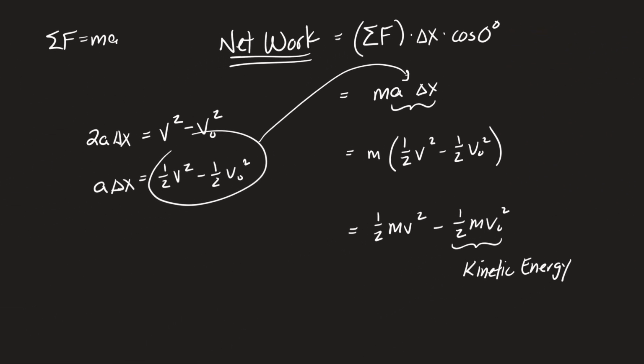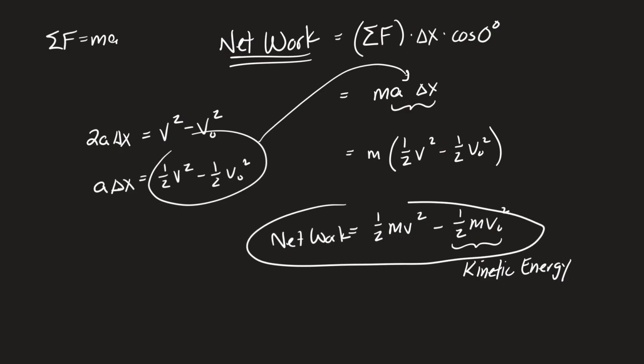But now that we know this, that the net work equals the change in kinetic energy, you have a third way of calculating net work. You can calculate net work by calculating the individual amount of work from every force. You can calculate net work by getting the net force and then multiplying by the displacement, or you can calculate net work by computing the change in kinetic energy. Three ways of computing net work. So, show me.